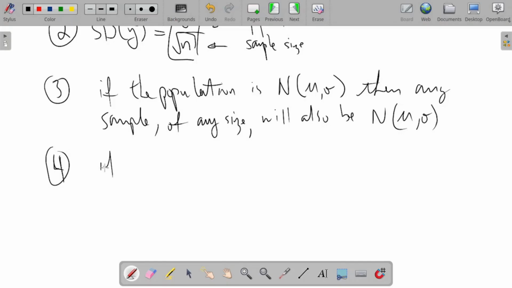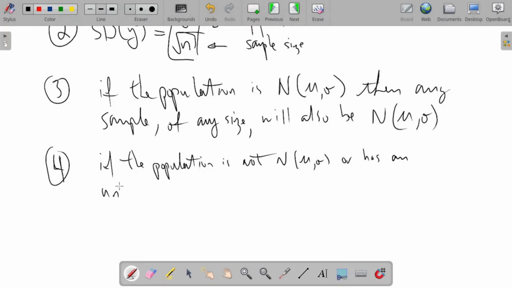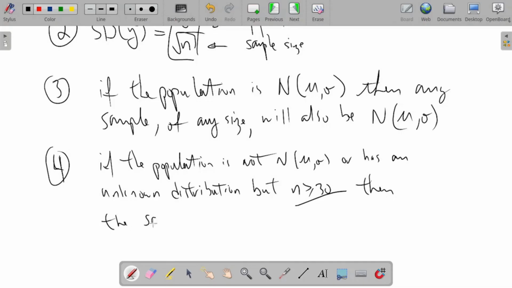Now, here we go. If the population is not normally distributed or has an unknown distribution, but, there's always a but, n is 30 or larger, so that's a magic number, by the way, then the sample will be approximately normally distributed.